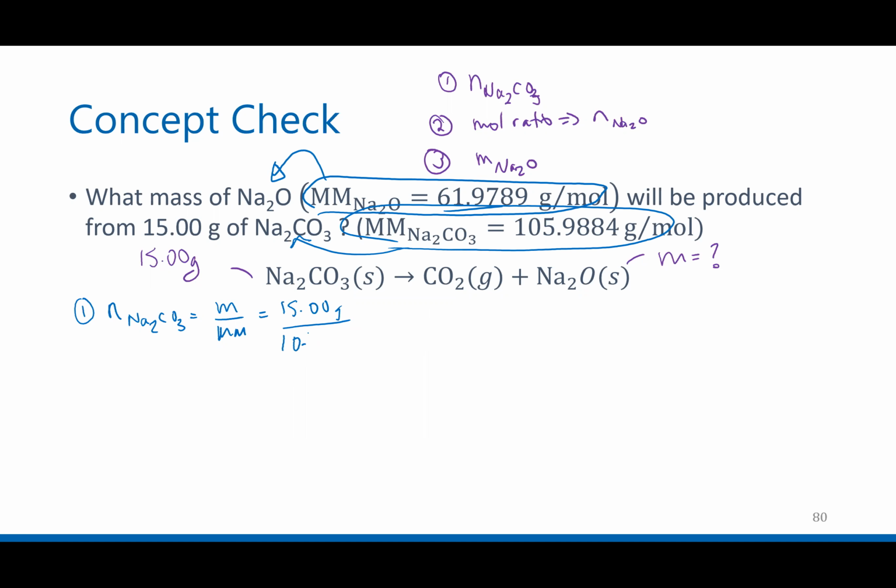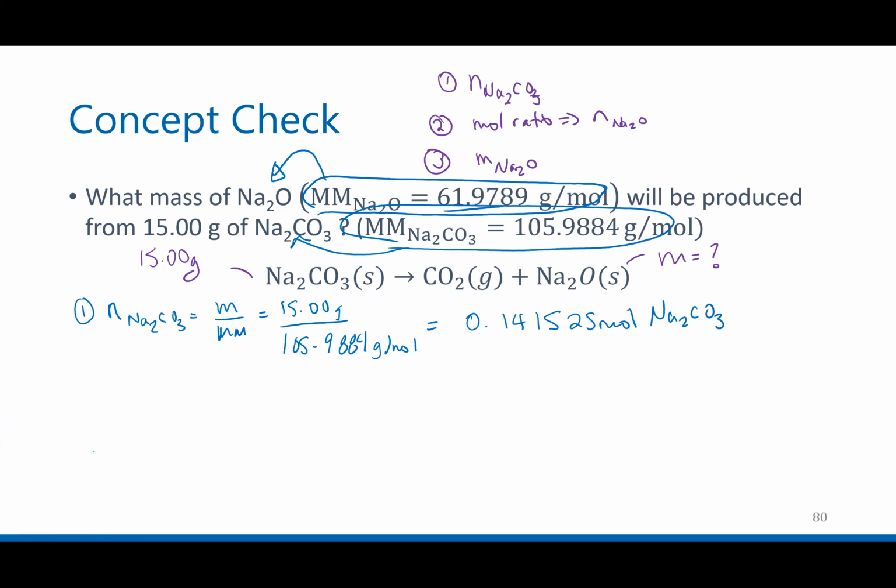So sorry about that. 105.9884. I knew something didn't feel right. Okay, now I can do this. Sorry about that, that's pretty confusing, I know. But make sure you use the correct molar mass, the molar mass for the element or chemical you're trying to find the moles for. So I can have 4 significant figures, so I end up getting 0.1415, and that's good enough for significant figures, but I'll put in 2 more just because we don't like to round our answer until the very end. All right, so that's step 1.